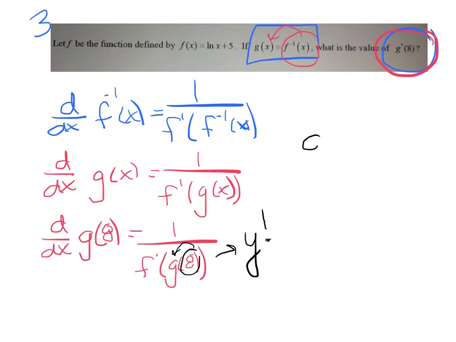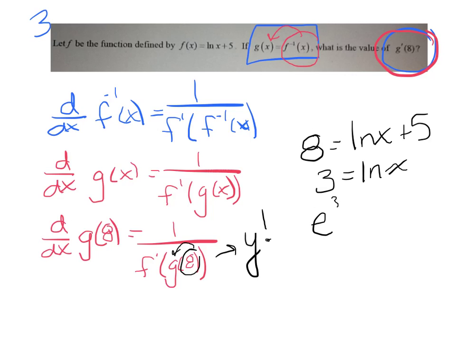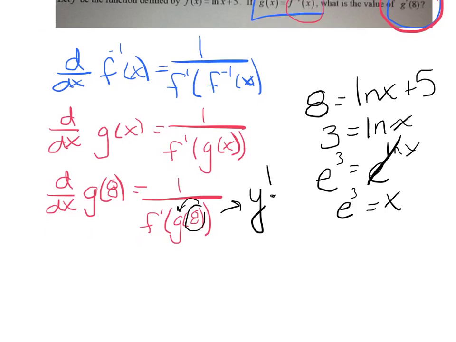So I am setting 8 equal to the ln of x plus 5. I'm going to subtract my 5. 3 equals the ln of x. I'm going to use a nice zap rule, raise e to both sides here. And I get x equals e cubed. So if I continue, I've got 1 over f prime of e cubed.